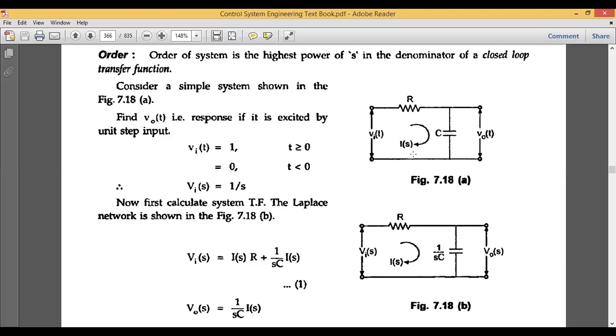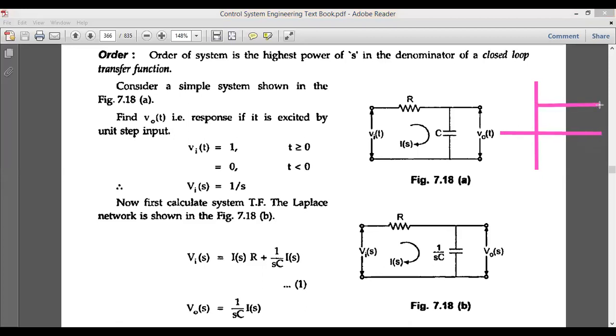Now you should obtain the transfer function for this. The formula is V naught of s divided by Vi of s, that is output divided by input. Here the question is what should be the input to the electrical system. If I apply a unit step input, the formula for unit step input is equal to 1 for t greater than or equal to 0.